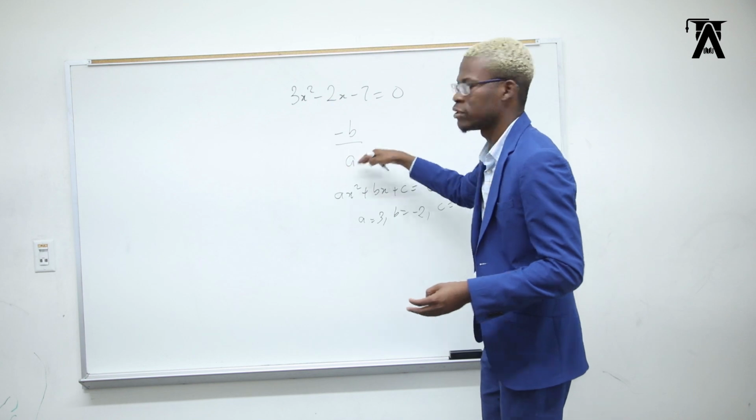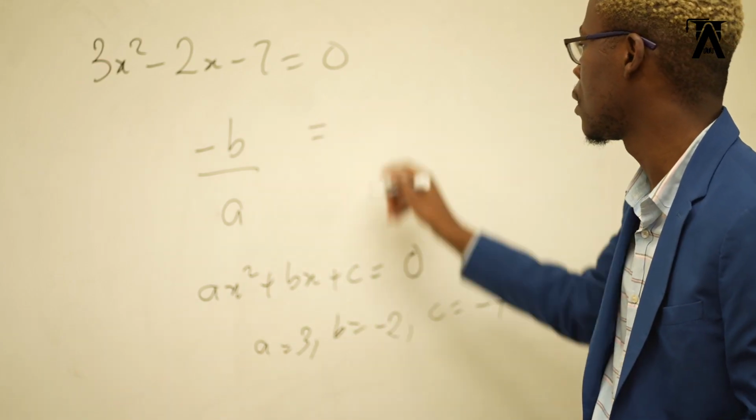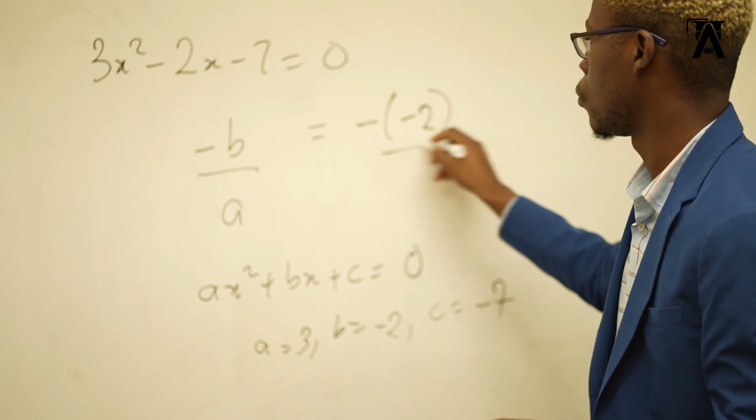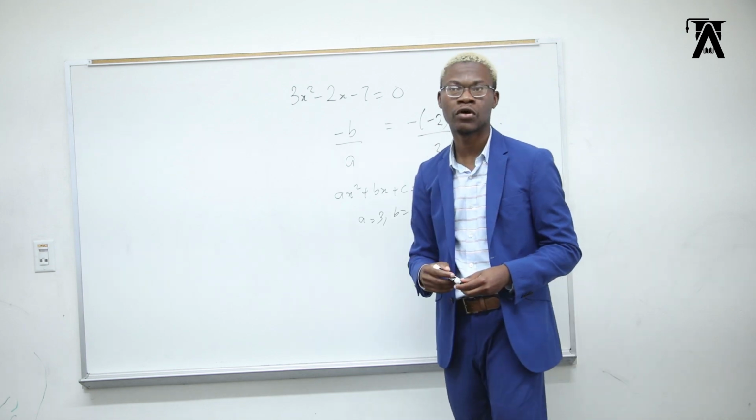All right, so now the sum of the solutions, like I said, is negative b over a. So what is negative b here? Negative 2, over a, which is 3. So this is 2 over 3. And that's how you solve this question.